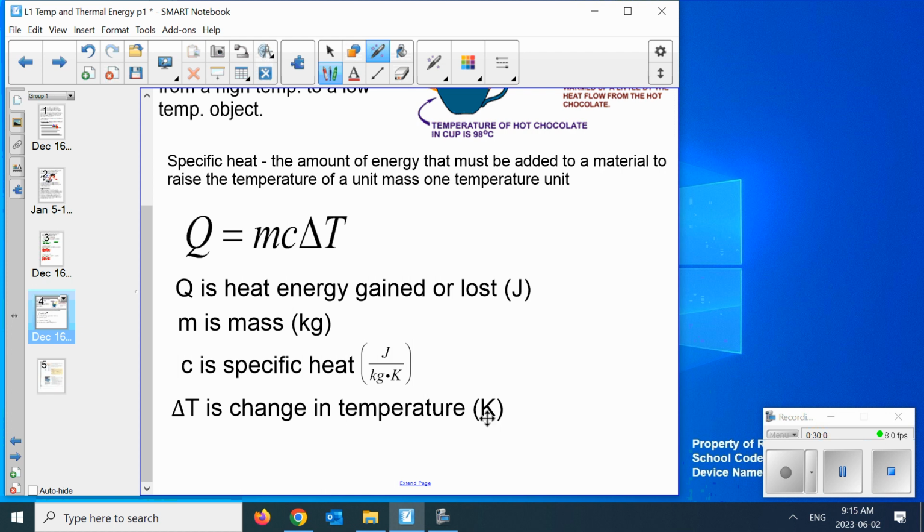I'm saying in Kelvin, but if it's a change in temperature, it can be in Celsius because the spacings are the same. Celsius degrees are the same amount as a Kelvin degree. So either Kelvin or Celsius work if you're doing a change in temperature.